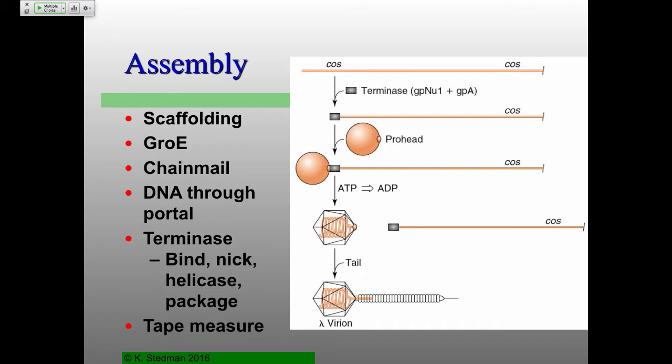What do we need now? We need the tail. And this tail is really kind of fascinating. There's a protein called the tape measure protein. And the tape measure protein, it turns out, is exactly like what it sounds. It's a long protein that determines exactly the length of the tail. If you shorten the tape measure protein, you have a shorter tail. You lengthen the tape measure protein, you have a longer tail. All of which still seem to be perfectly functional.